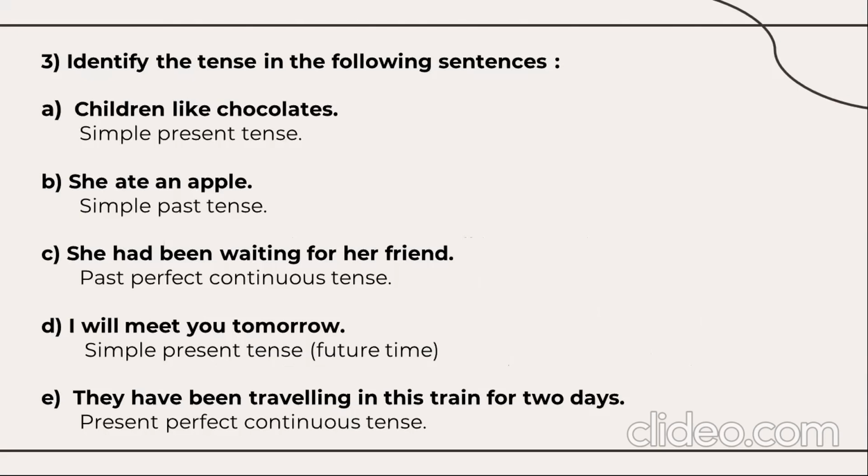She had been waiting for her friend. This sentence reflects past perfect continuous tense. Then, I'll meet you tomorrow. This sentence reflects simple present tense, or some people also say future tense. So there is no future tense; we can call it future time, or simple present tense. They have been traveling in this train for 2 days. This sentence reflects present perfect continuous tense. So this is for 5 marks.